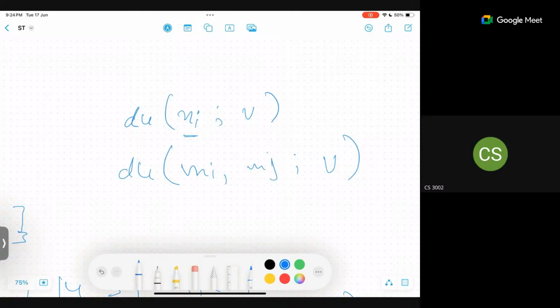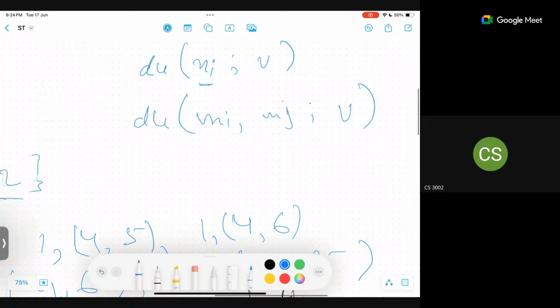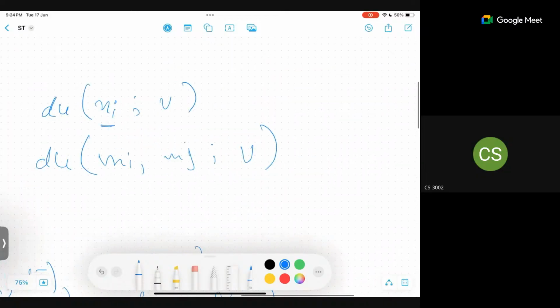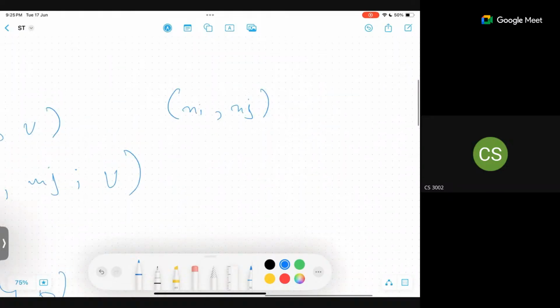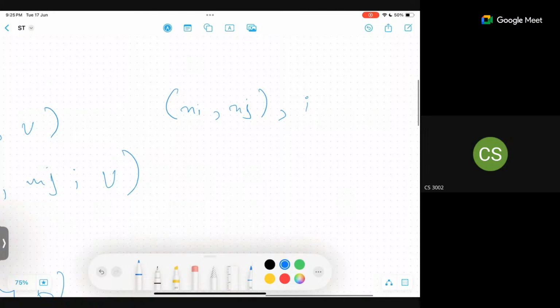Is that okay? Yes, sir. And the def pair, so these two are the def path sets. The def pair set is just the du pair set. How is that? It is the pair ni, nj, where i is less than j, and at ni you have a def and at nj you have a use. So this is the pair. This is not a path.